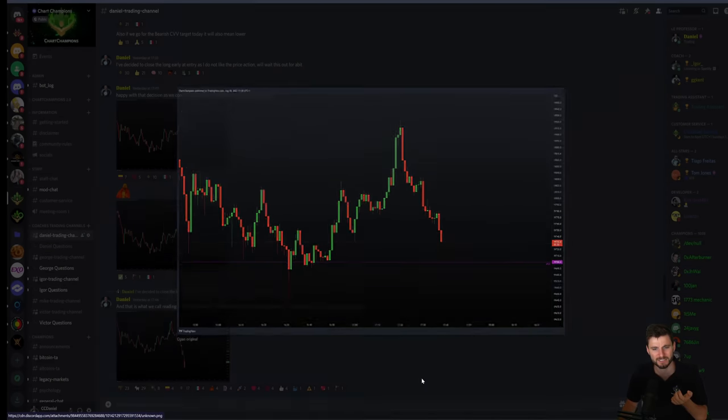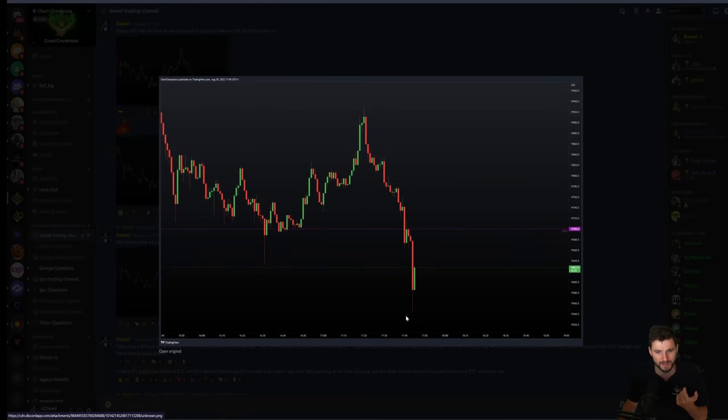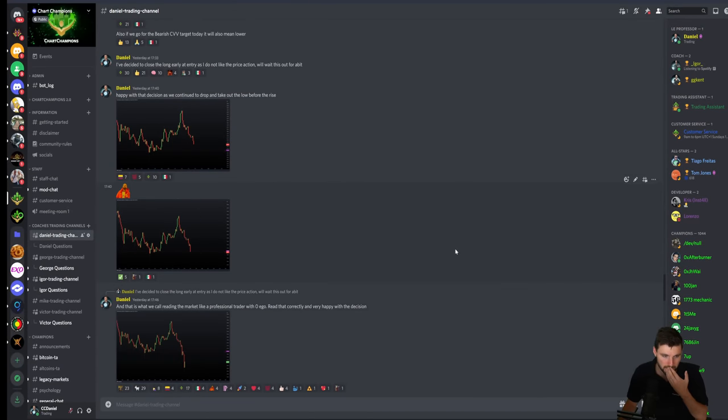Again, we can see how that decision was very bright indeed as we continued to make our way down. We made our way down through the lows, okay, and that would have been my stop loss being triggered. But because I closed it early, I saved myself that downfall. It's like I said here to my team, and really, this is what you call reading the market like a professional trader with zero ego. Reading that price action correctly, and of course, very happy with the decision.